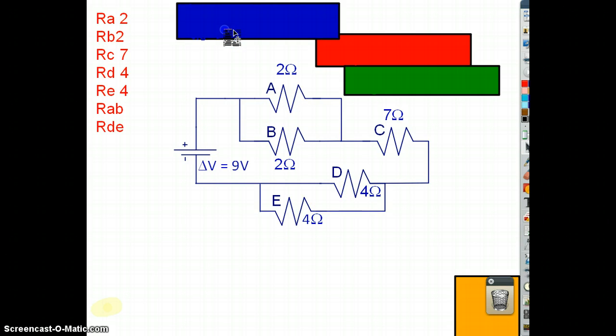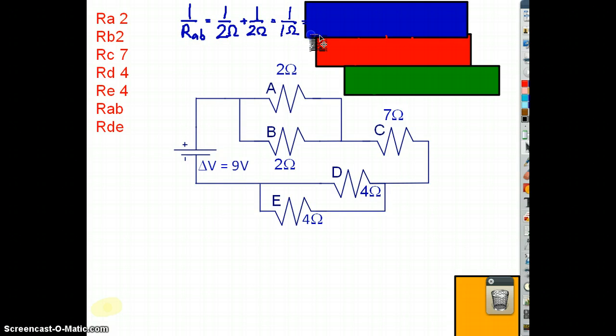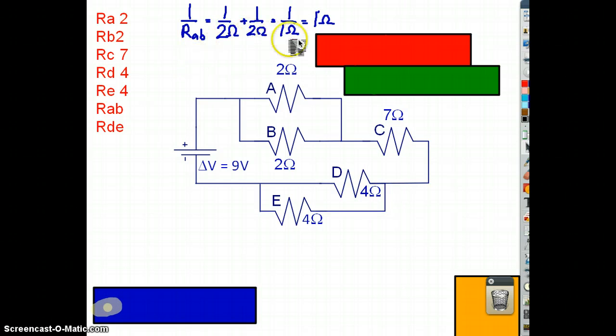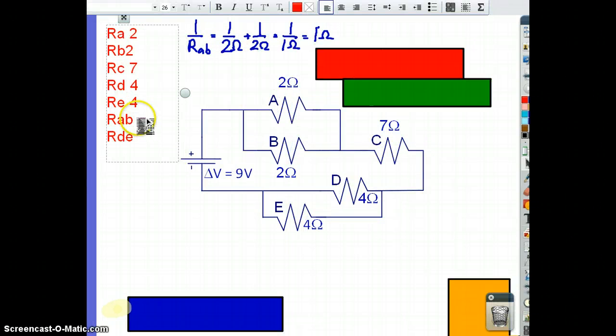For section AB, 1 over resistance AB is going to equal 1 over 2 ohms plus 1 over 2 ohms. So we'll use a little bit of math here. A half plus a half equals 1 over 1 ohm. We still have to take the reciprocal. And while this math is easy, I think you should still write it this way so you recognize what's happening. 1 over 1, and you take the reciprocal, and you get a resistance of 1 ohm. So resistance AB is 1 ohm.